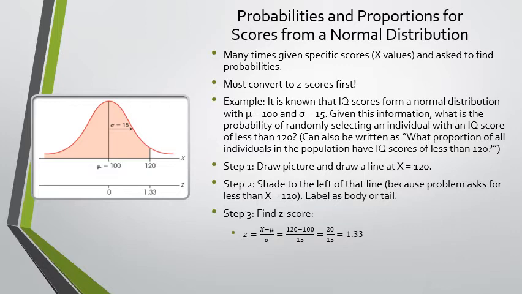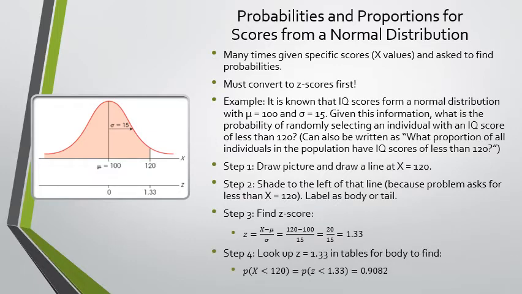Your next step is to find the z-score for that score of 120. So use your equation, find a z-score, and you should find 1.33. Again, you can label it with your graph. Look up 1.33 in the tables for the body, and you're going to find that the probability that a score is less than 120 is equal to the probability that a z-score is less than 1.33, which equals 0.9082.